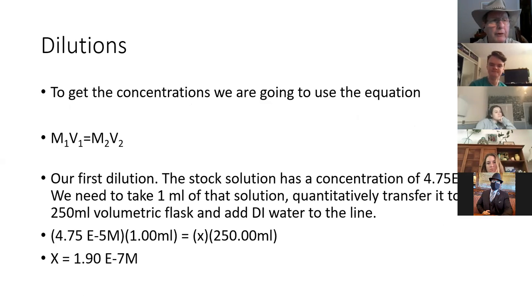All right, a couple of things that we need to be aware of again. We're going to be using M1V1 equals M2V2. Our first dilution has a concentration. The stock solution has a concentration of 4.75 times 10 to the minus fifth molar. I'm going to need to take 1 milliliter of that solution, put it into a 250 volumetric flask, and add the DI water to the line.